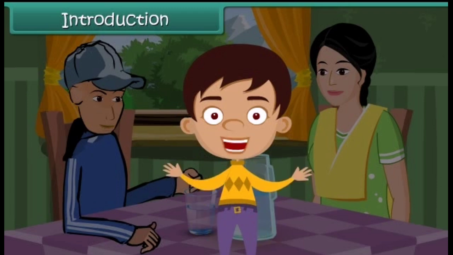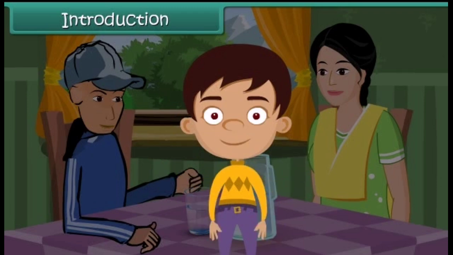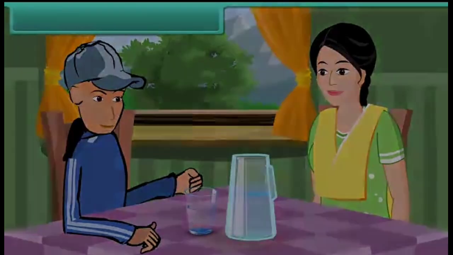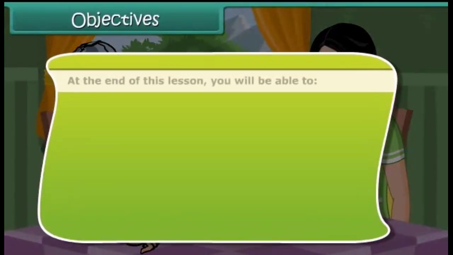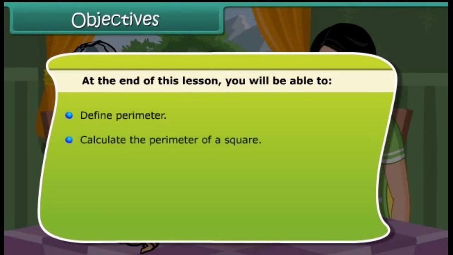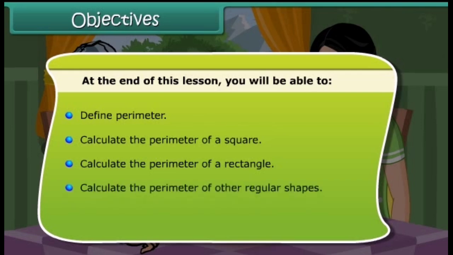In this lesson, we will discuss the concept of perimeter in detail. Objectives. At the end of this lesson, you'll be able to define perimeter, calculate the perimeter of a square, calculate the perimeter of a rectangle, calculate the perimeter of other regular shapes.